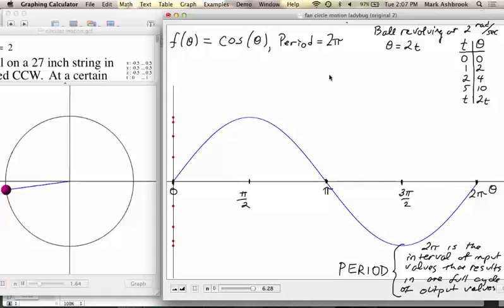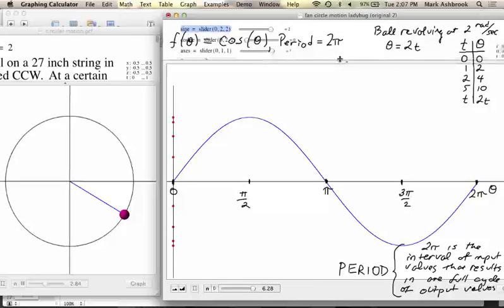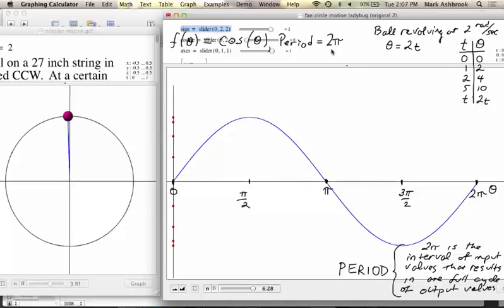Question, please. Will the period always be measured in radians? Okay, let's just hold that. I think that what we do next will answer that question. So he's noting that this 2 pi is what unit? What unit of measure is that 2 pi?